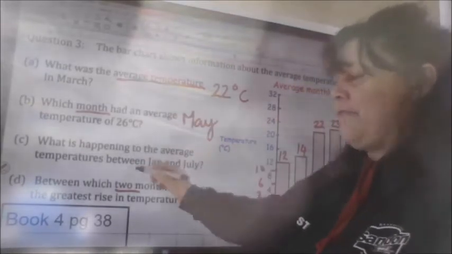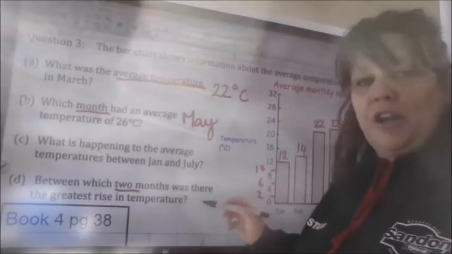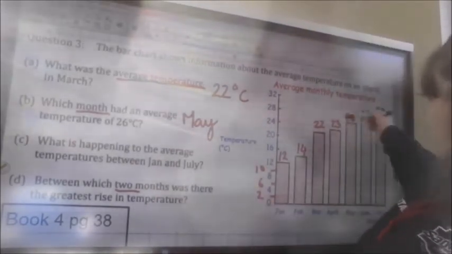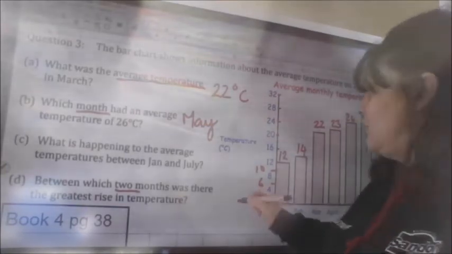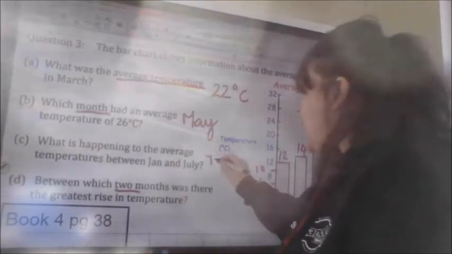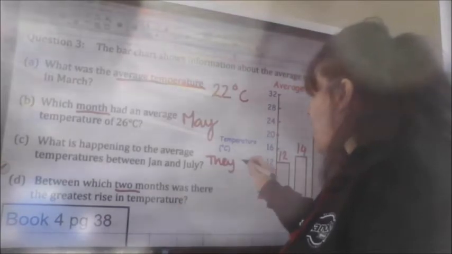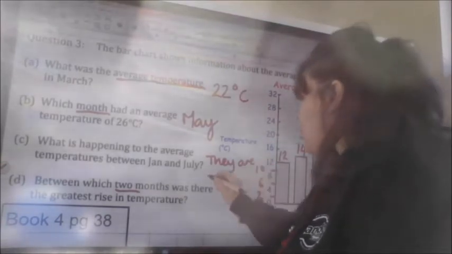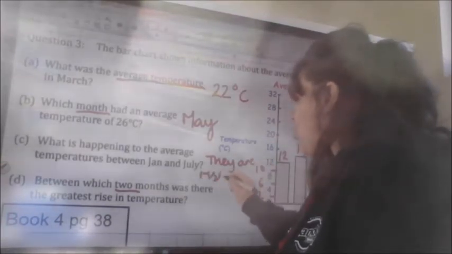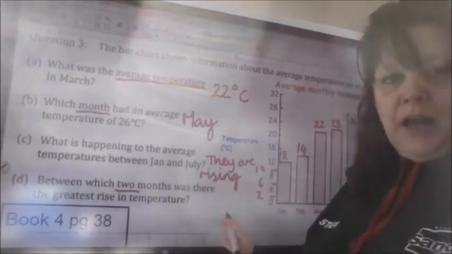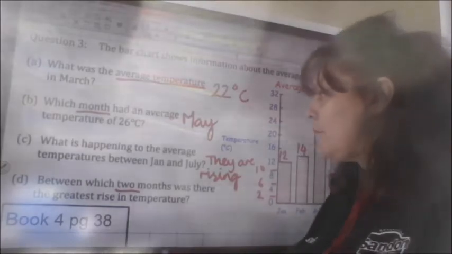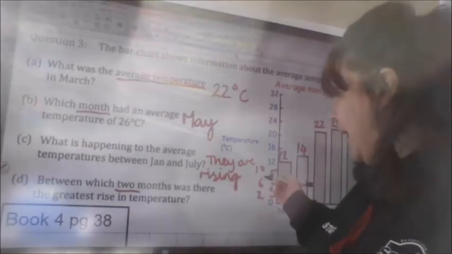Then what's happening to the average temperatures between January and July? Well, if you look really carefully, they go from 12 to 29. They're rising. So you can say they are rising, or you might have said it's getting warmer. Any of those would be fine, okay? Or it's getting hotter, anything, okay?